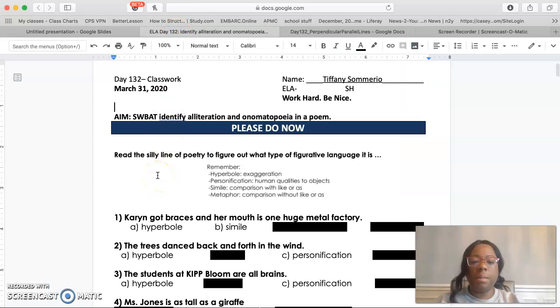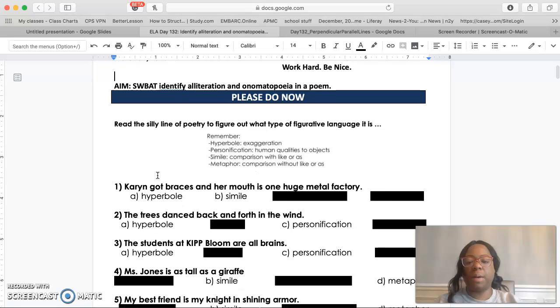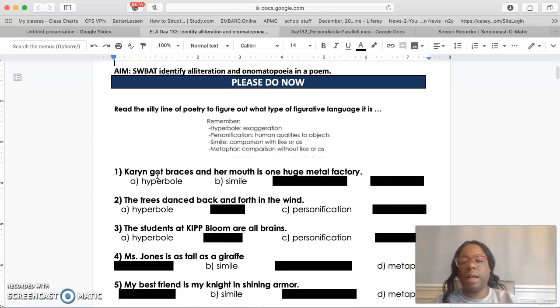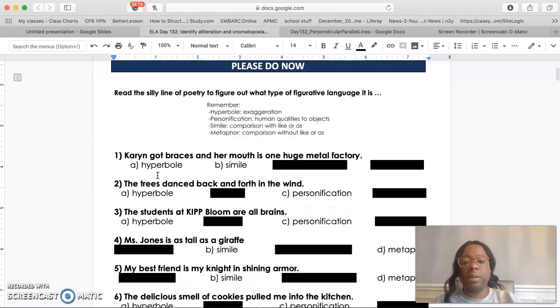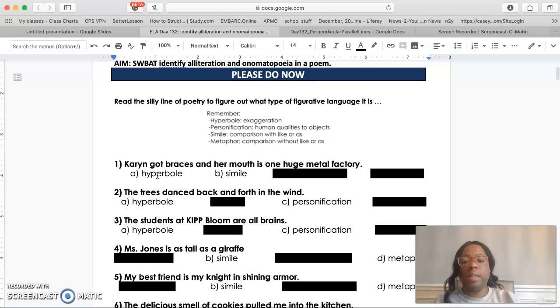All right, we're going to make sure that we have our first name, our last name, and our homeroom circled. Make sure you circle spell house. Today's aim is to identify alliteration and onomatopoeia in a poem. Now, we definitely know what a poem is. We don't actually know what alliteration is or onomatopoeia, but we're going to get to that. But for now, we're going to do our PDN, so press pause.